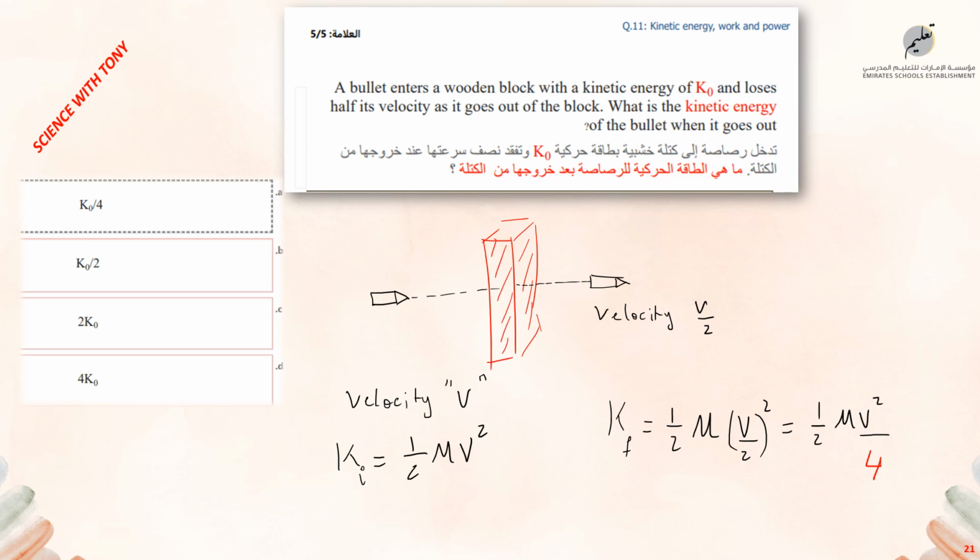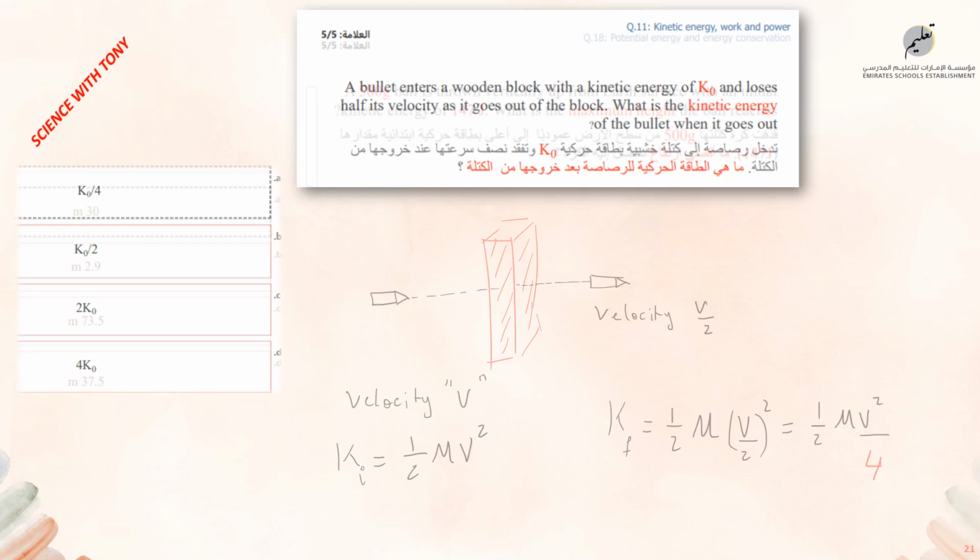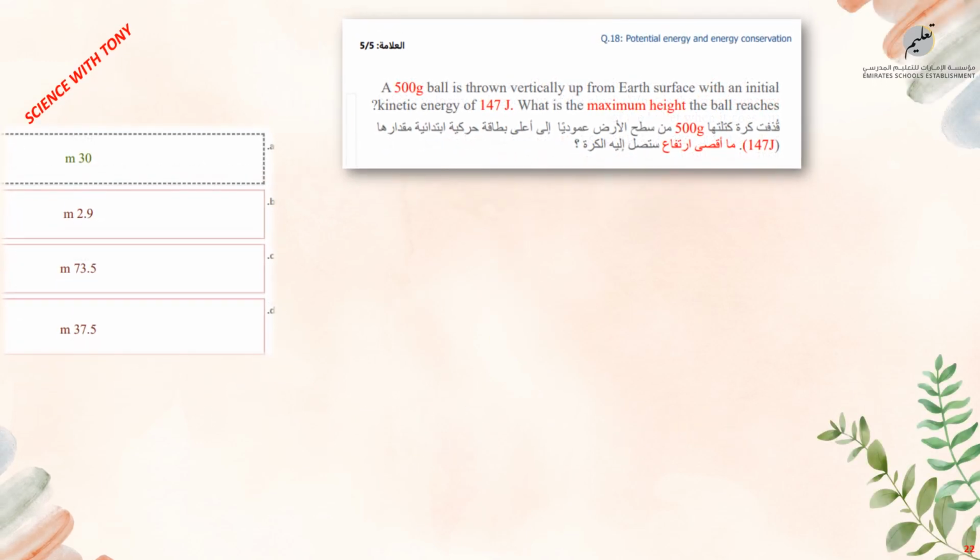We continue with question 21. A 500-gram ball is thrown vertically up from the Earth's surface with an initial kinetic energy of 147 joules. What's the maximum height the ball reaches? So here we have a ball going high in the air. The mass of the ball is 500 grams.